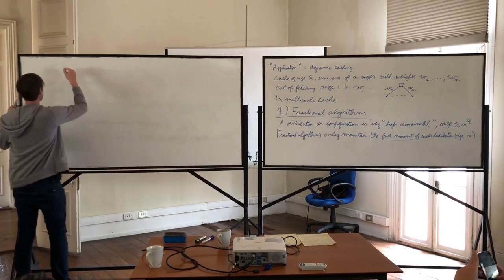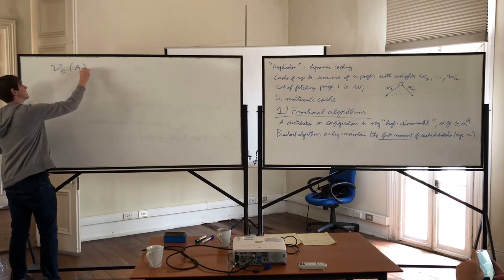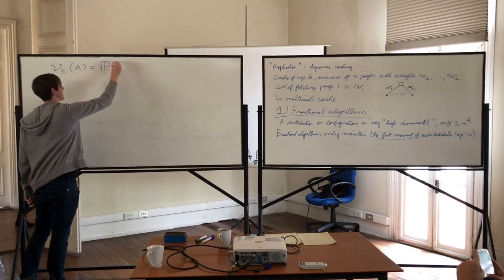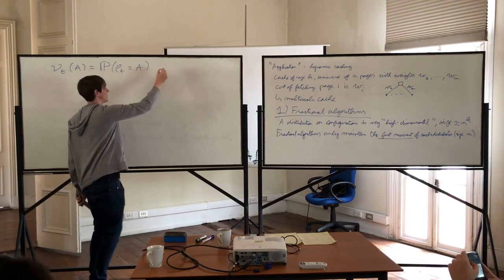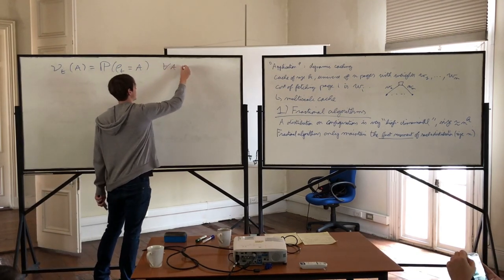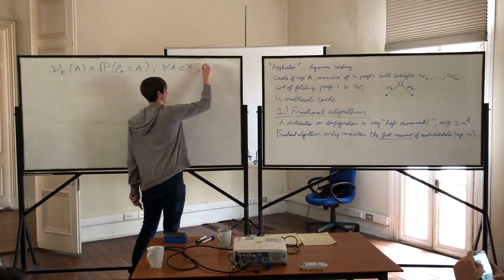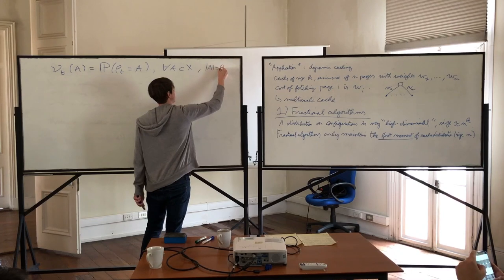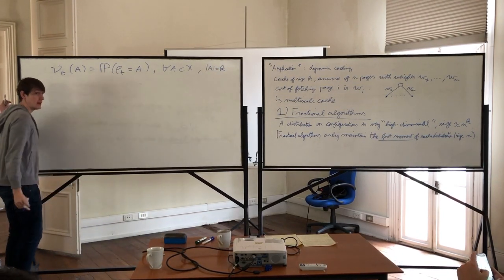So a distribution, let's say rho t of a set A, this is the probability that rho t is equal to A, right? For any set A in X, let's say of size k. So this is this very high dimensional object that we don't want to deal with.